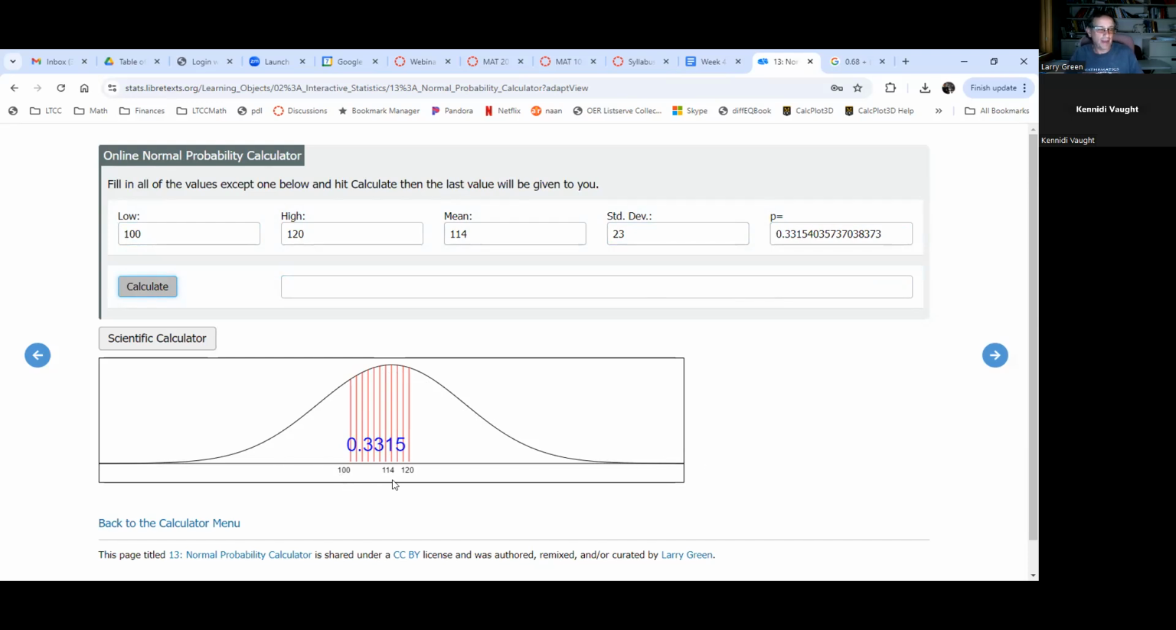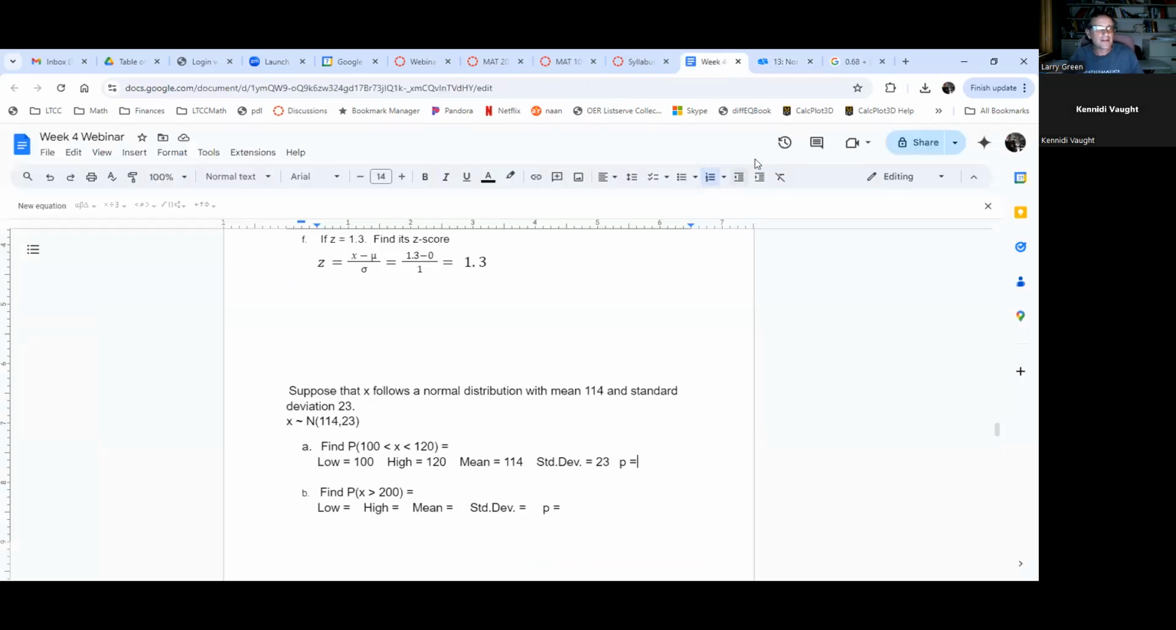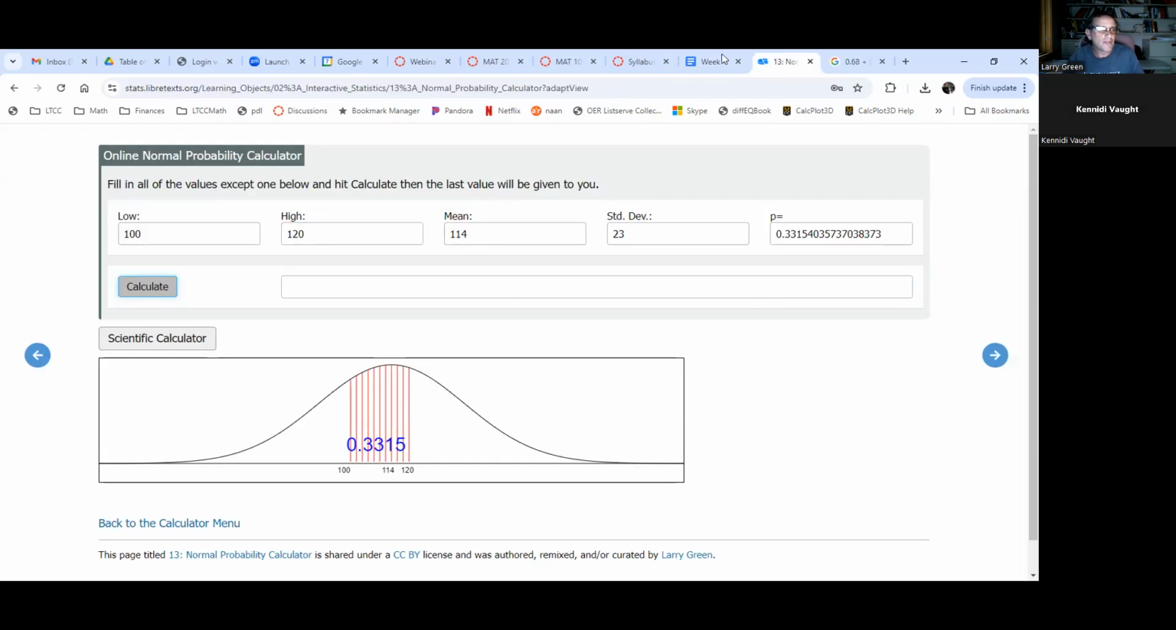And by the way, a picture is shown, and you can kind of see what's happening. We have the mean is 114. We want a probability that we're in between 100 and 120, and it is colored in red. It shows you the probability. Any questions on that? Yeah, so once you use this, it's not that hard. That was 0.3315.